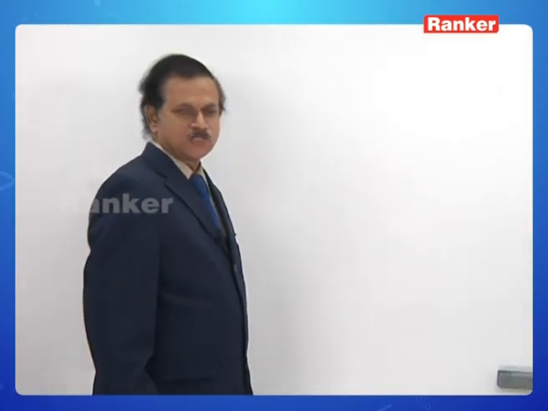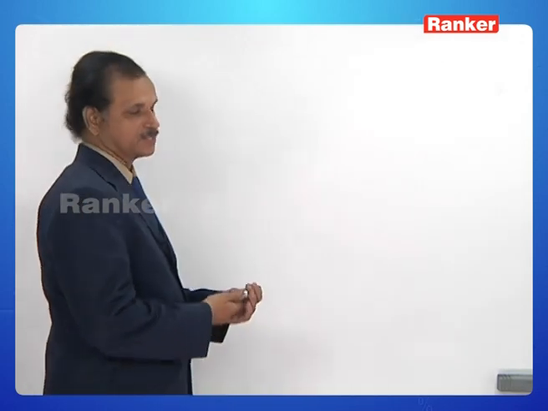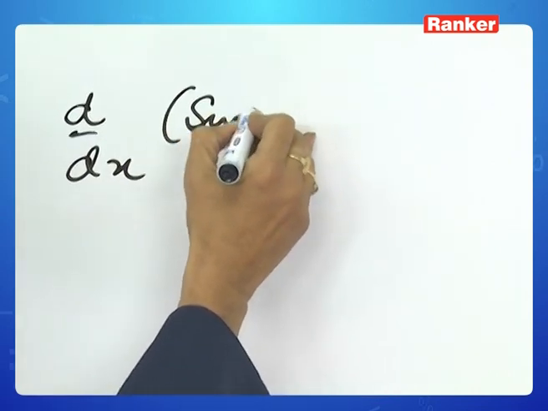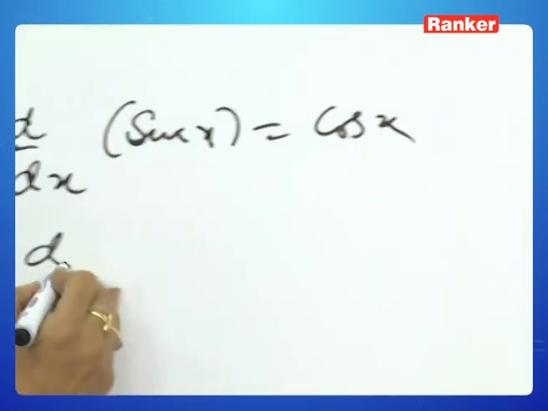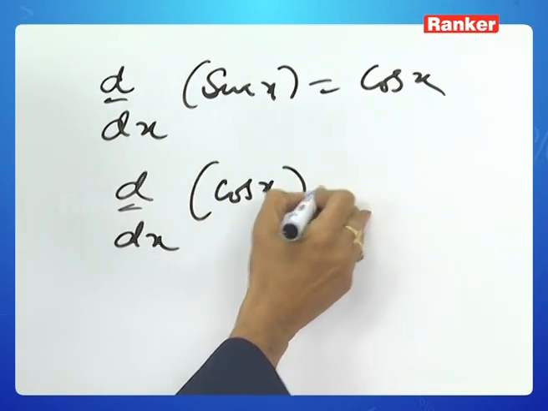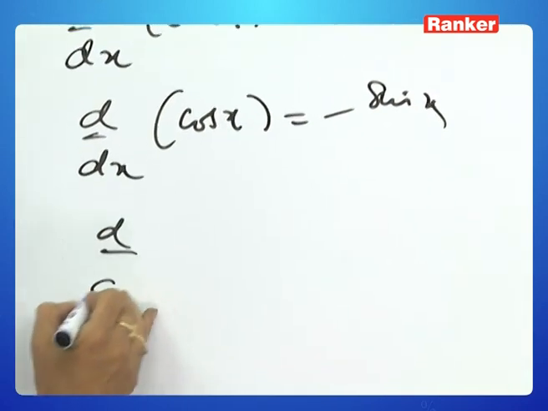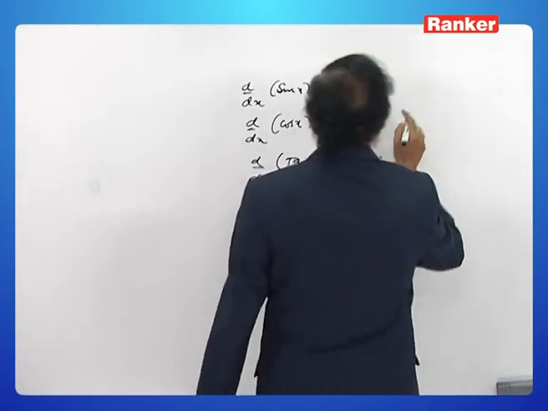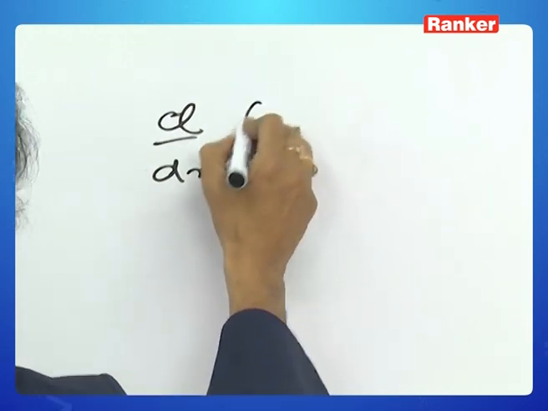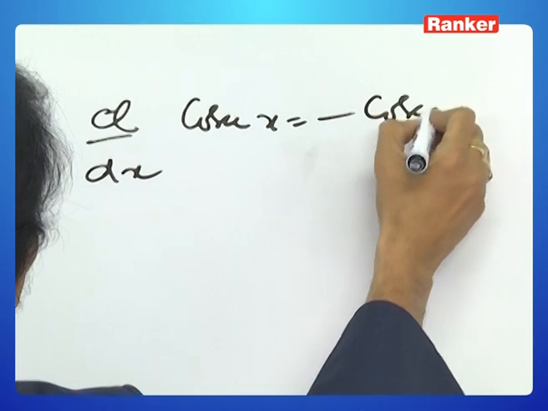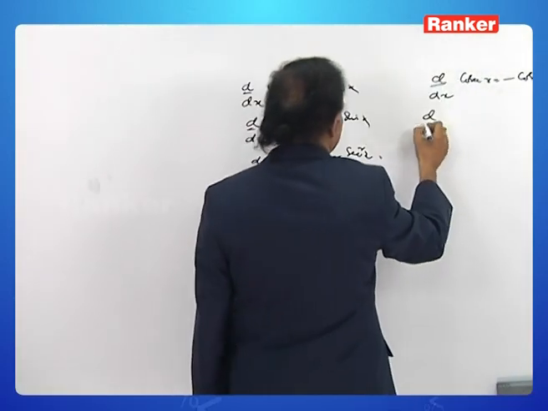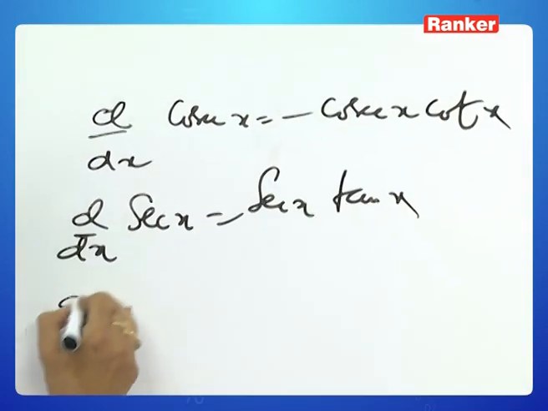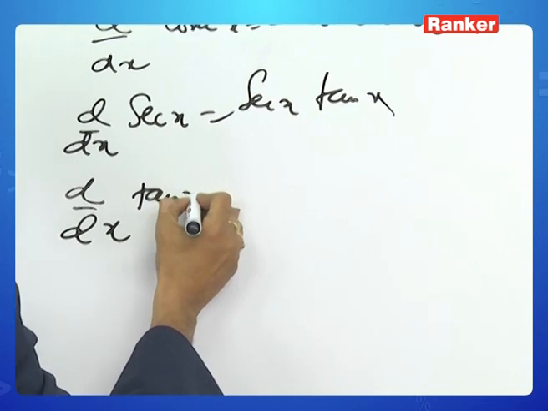Well done. Next one. Now let us look at the derivatives of some trigonometric functions. We all know that d by dx of sin x is cos x, d by dx of cos x is minus sin x, derivative of tan x is secant square x, derivative of cosecant x is minus cosecant x cot x, derivative of secant x is secant x into tan x, derivative of cot x is minus cosecant square x.